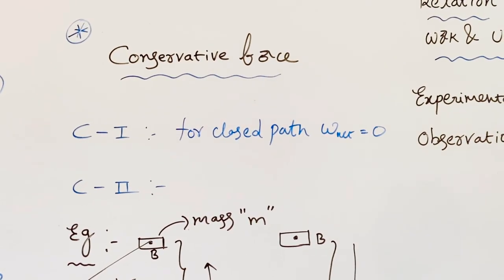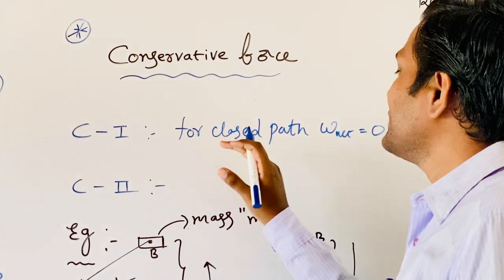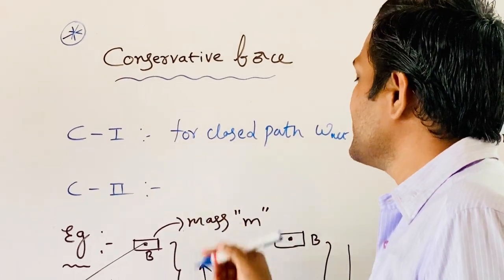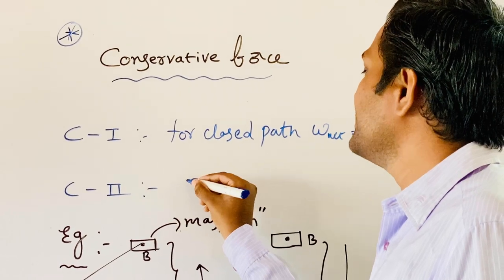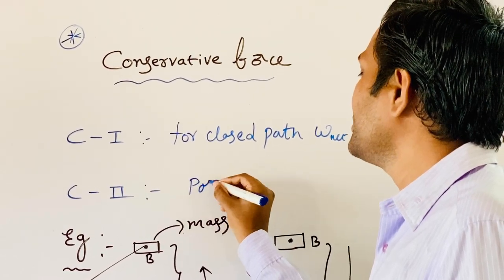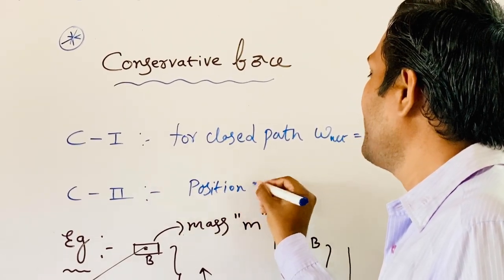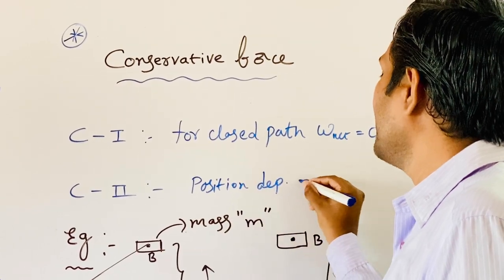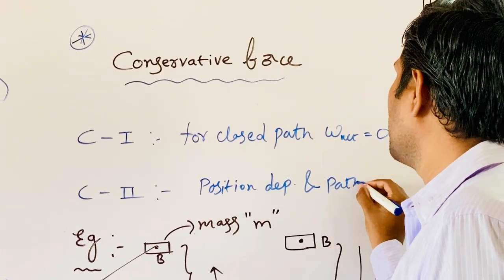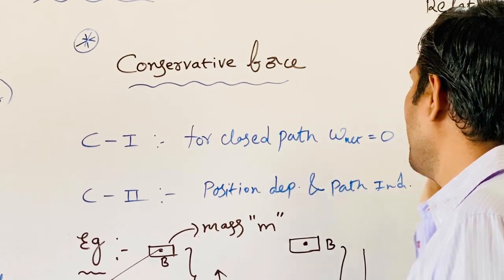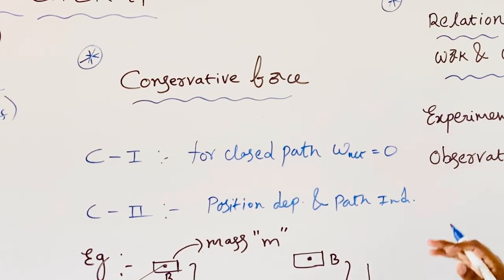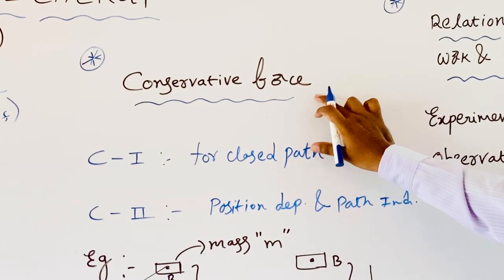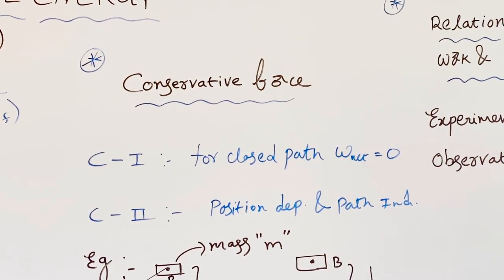Okay. So again, whenever this first condition is satisfied, the second condition automatically becomes satisfied. That second condition is that it is position dependent and path independent. If these two conditions are satisfied for the given force, then that force automatically becomes a conservative force.